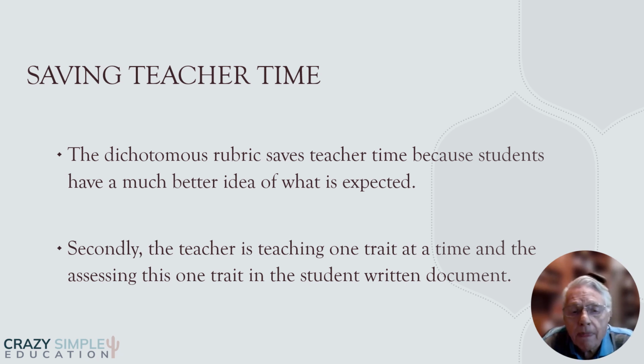Saving teacher time. The dichotomous rubric saves teacher time. First of all, because students have a much better idea of what's expected. They get it. Secondly, the teacher is teaching one trait at a time and assessing one trait at a time in the student written documents. That's in the beginning. Later, we will be testing and assessing multiple traits, but first it's one.